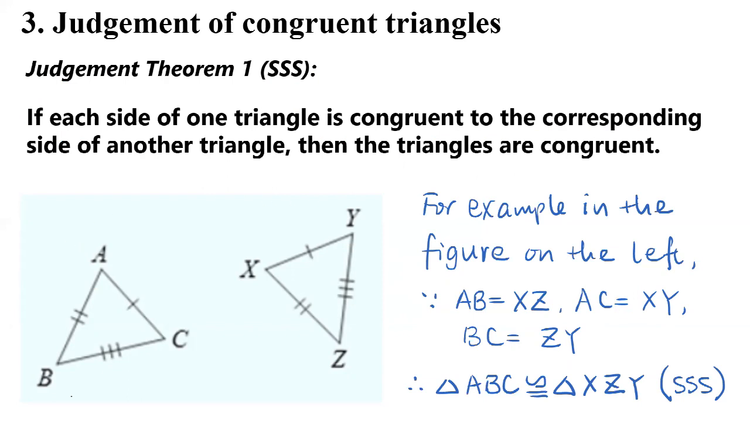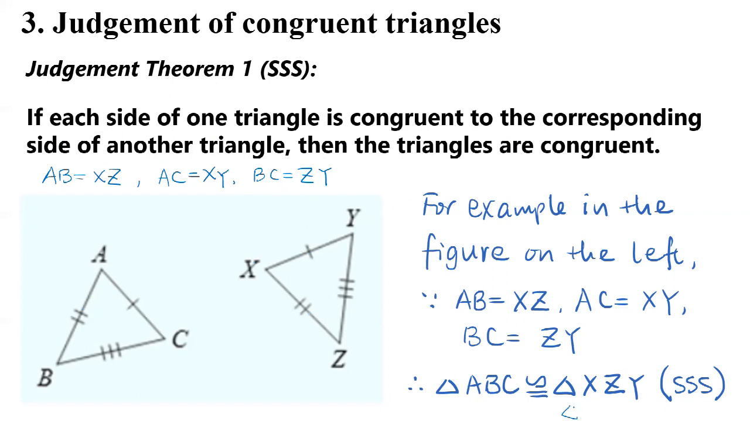So for example, if I have two triangles here, triangle ABC and triangle XYZ, and we are told that AB equals XZ, and AC equals XY and BC equals ZY. That means each side of one triangle is congruent to the corresponding side of another triangle, right? If we have this information, we can say that these two triangles are congruent, which is denoted as triangle ABC is congruent to triangle XZY.